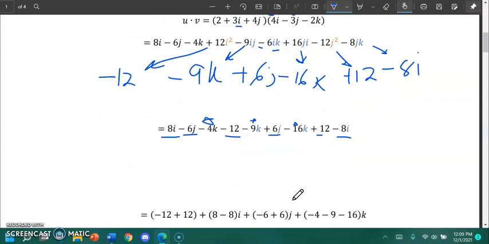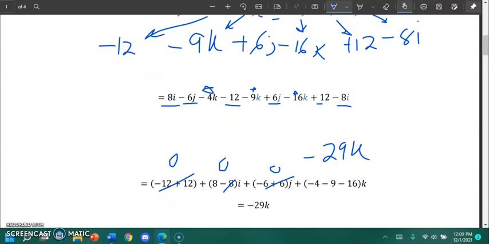After combining like terms, we end up with negative 12 plus 12, which we notice they cancel, and we're left with 0. We also have 8 minus 8, which also cancel, equals 0, and 0 times i equals 0. Negative 6 plus 6 also equals 0, and 0 times j is equal to 0. Our last numbers are negative 4 minus 9 minus 16, which simply equals negative 29k. So we end up with simply one term, negative 29k, my apologies, and the rest being 0.